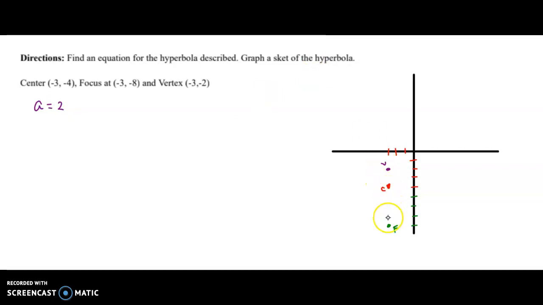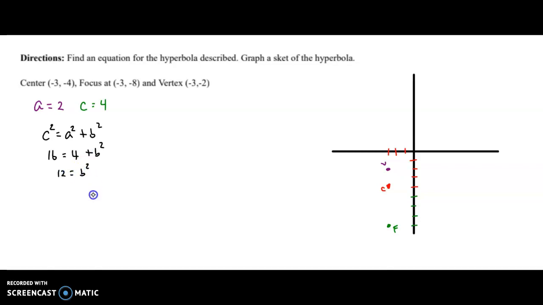And from the center to the focus down here, that's going to be from -4 to -8. That's your C value. That's going to be 4. And so we need a B value, so we're going to figure that out. C squared is equal to A squared plus B squared. 4 squared is 16. 2 squared is 4. So B squared is going to be 12.